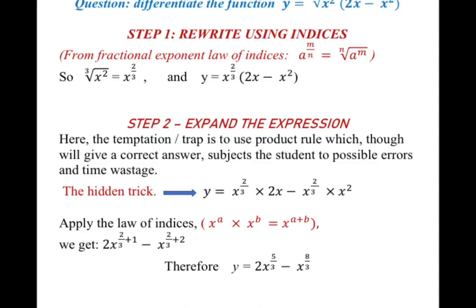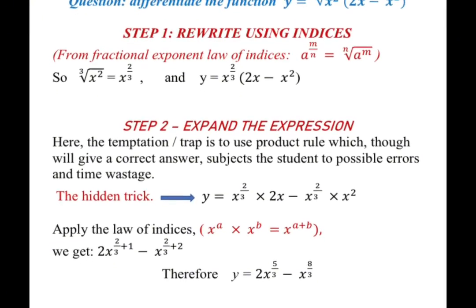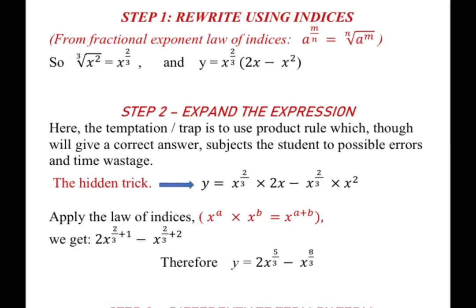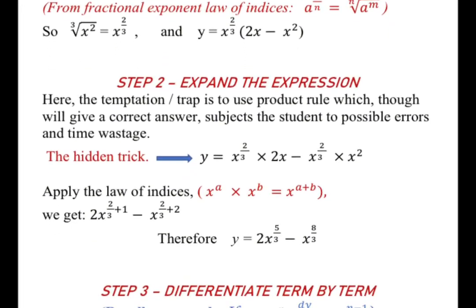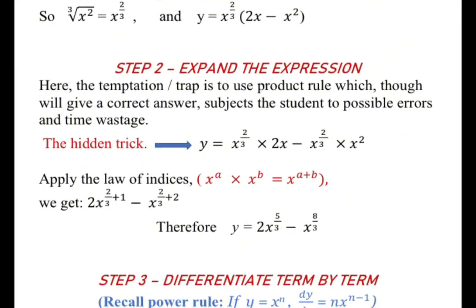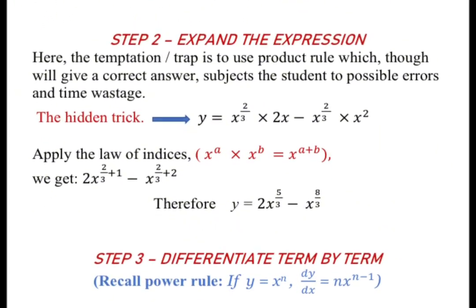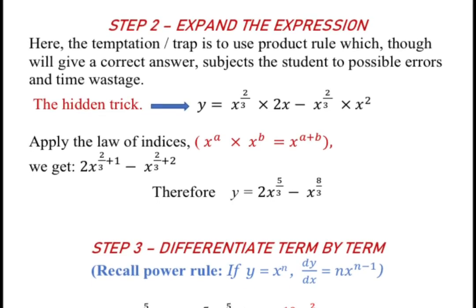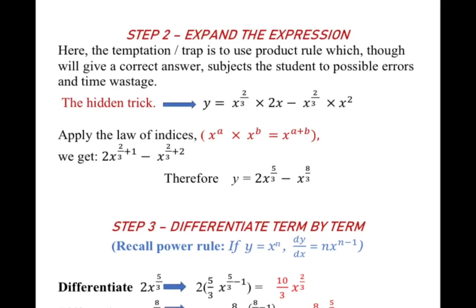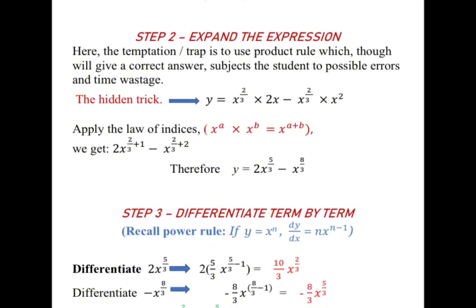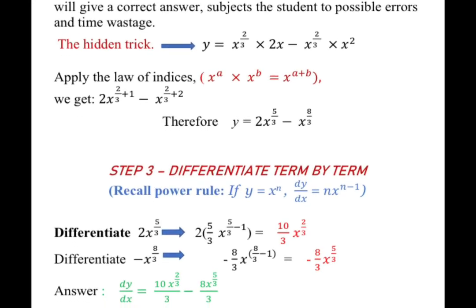A recap of the solution to this question. The first step is to rewrite the whole expression using indices to remove the root sign and make the question less complex. The next step is to expand the expression to avoid using the product rule, which could be more confusing and time consuming. After you have expanded, the next step is to differentiate the expression term by term. And the whole thing looks so simple, and in a very short time, you've gotten the answer.